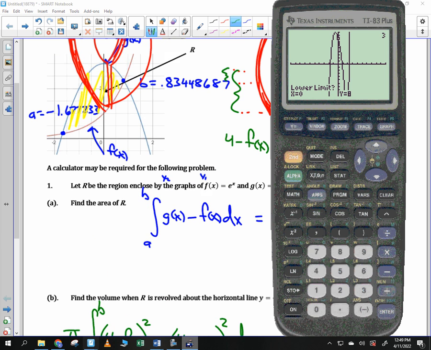And so we're going to second calculate number 7. And I'm going to grab my bounds. I go from negative 1.677233 up to 0.83448687. And we get 17.109.